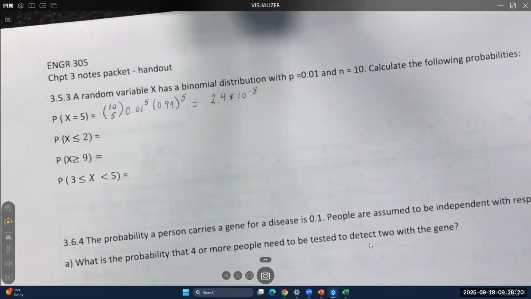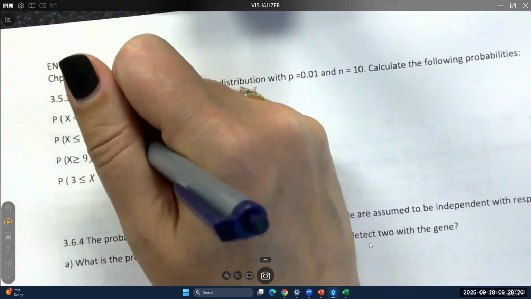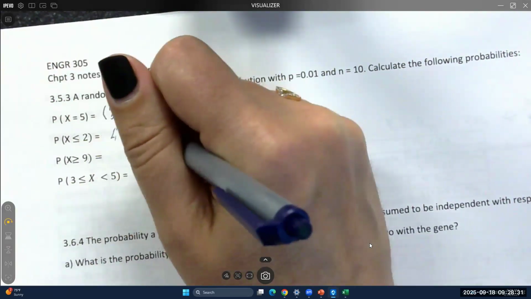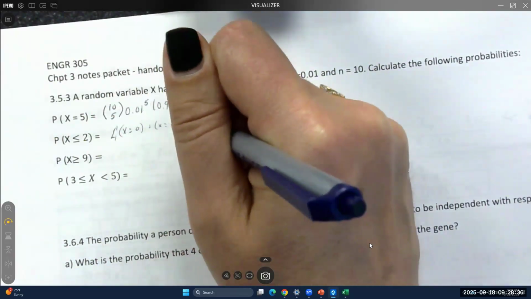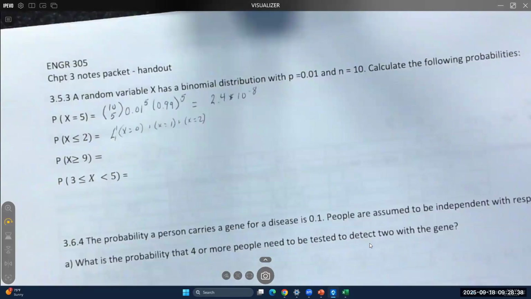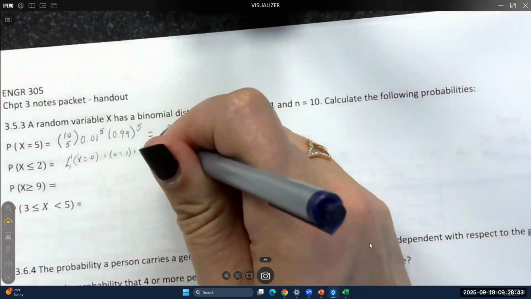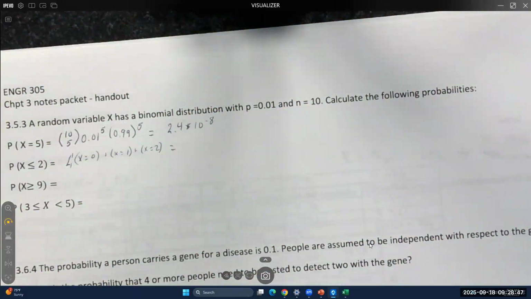Now, looking at the probability that x is less than or equal to 2, this is actually the summation of x is equal to 0 plus x is equal to 1 plus x is equal to 2. So I actually have to do 3 different equations to calculate this when I'm doing it by hand. This is a great one to throw into Excel and say true and have it do it for you instead of having to do the 3 equations.